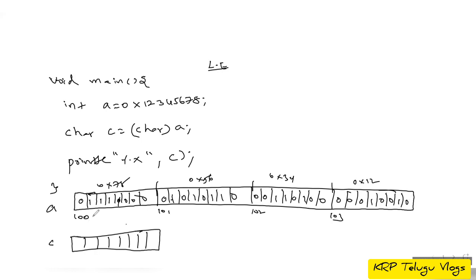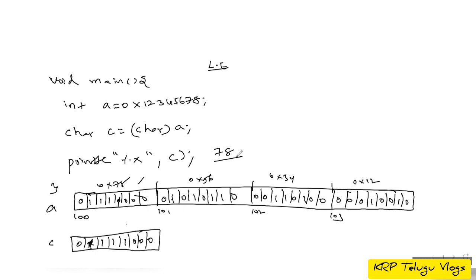Now you are copying a to c by converting it into a character. How many bytes will it copy to c? 1 byte. So that is the first byte, 0 1 1 1 1 0 0 0, which will be copied. The remaining bytes will not be copied because there is no memory there. So what is the value of c? 78. Hexadecimal value 78. Is that clear?